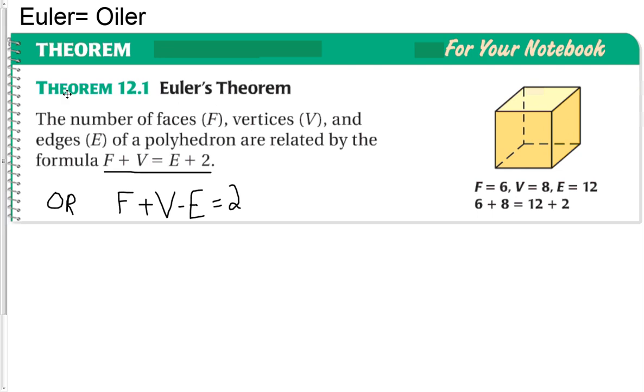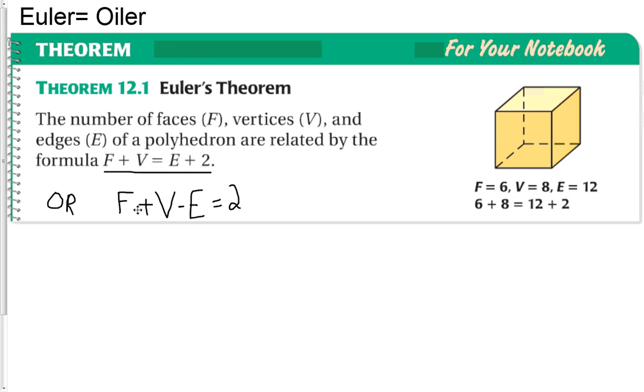And so he came up with a couple theorems, but this theorem here is that faces, vertices, and edges are related by this formula. Faces plus vertices equals edges plus 2. Kind of looks like "fave": F add V equals E plus 2, "fave 2." That's kind of a way I like to look at it.